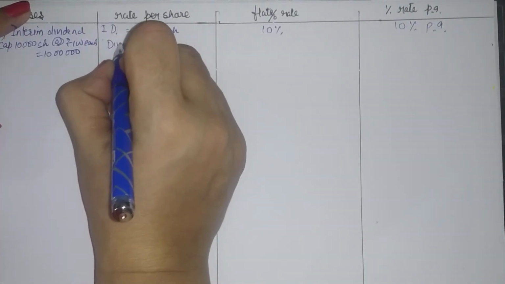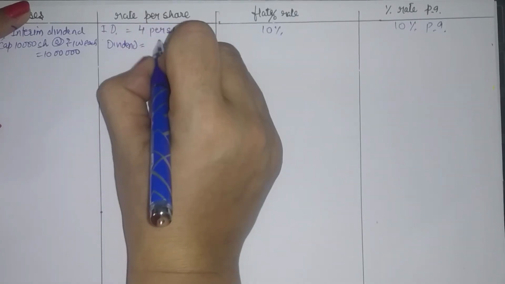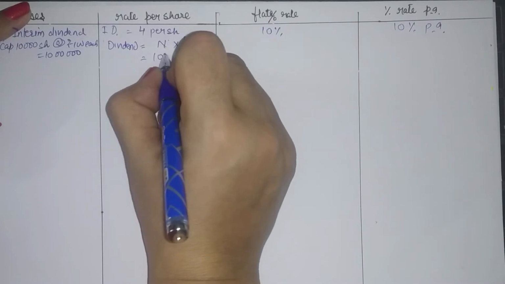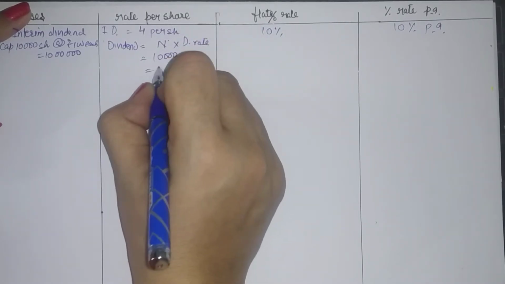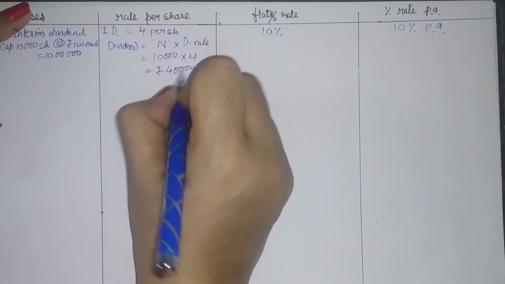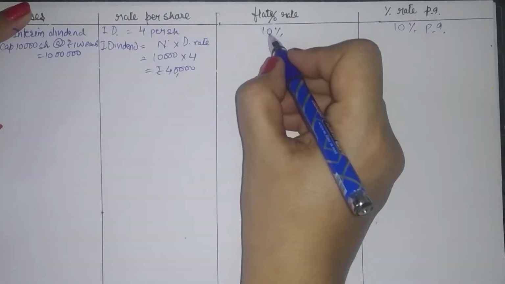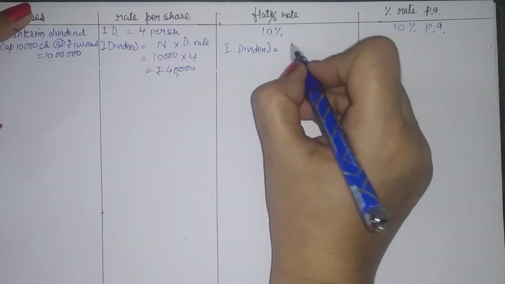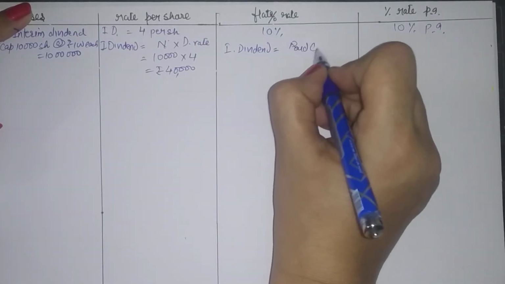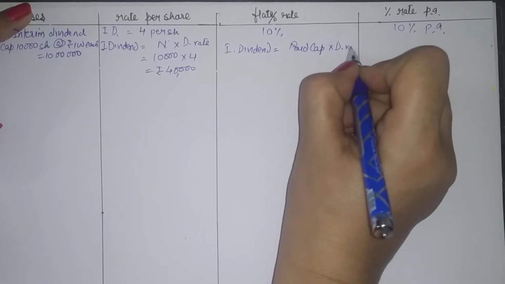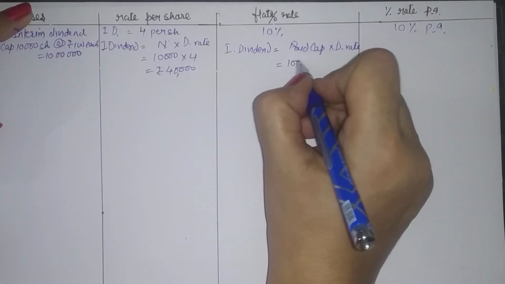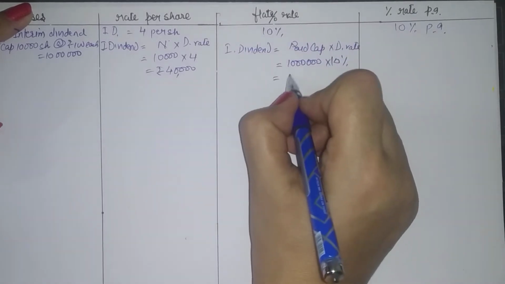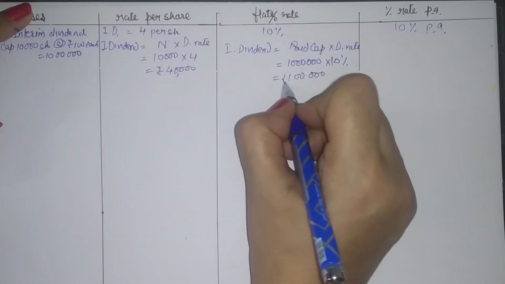So your dividend amount is going to be number of shares into dividend rate. That is 10,000 shares at the rate of 4 rupees per share. So your interim dividend is going to be 40,000 rupees. 10% will imply dividend is to be calculated as the paid up capital into dividend rate. So your paid up capital is 10 lakh. Into dividend rate, 10% will give you 1 lakh rupees of interim dividend.